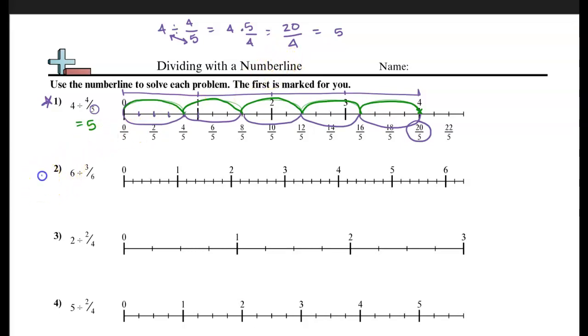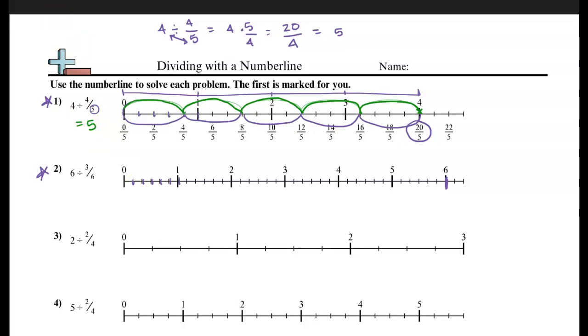All right, let's do one more, number 2. So 6 divided by 3/6. So we know that we have 0 through 6 on our number line. All of the whole numbers are already cut into 6 pieces. We can double check that. Awesome, there's 6 pieces there.